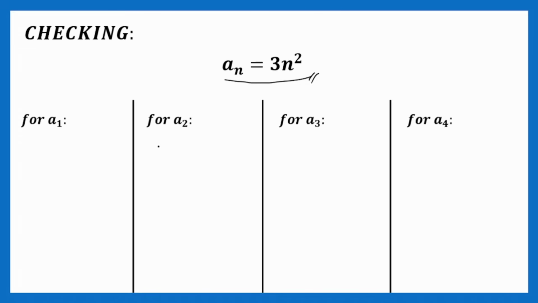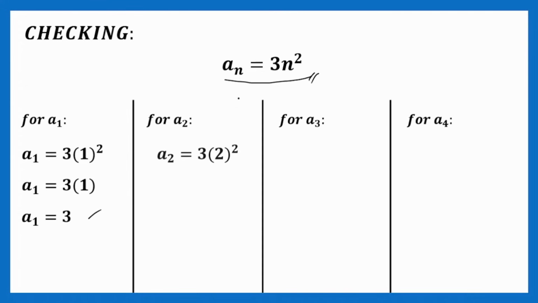Ganun po siya. So, ito yung itsura niya. Lahat ng n naging 1. So, una, 1 squared muna, that is 1. 3 times 1 is 3. So, lumabas yung unang term natin. A sub 2 is second term. Ibig sabihin, lahat ng n magiging 2. Ito yung itsura niya. 2 squared, that is 2 times 2, magiging 4. 3 times 4 is 12.